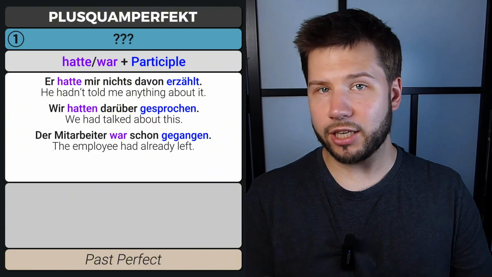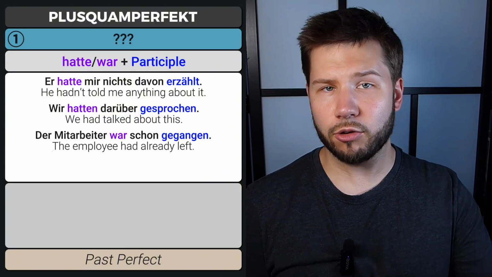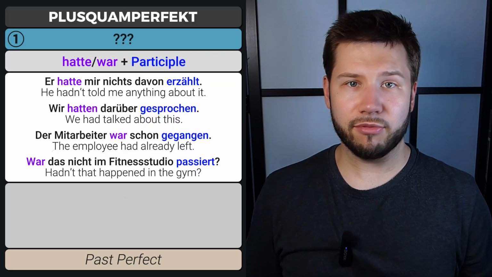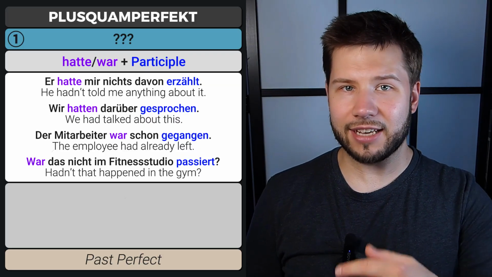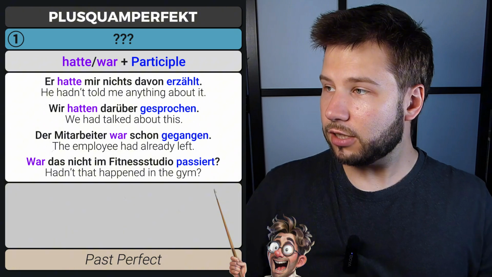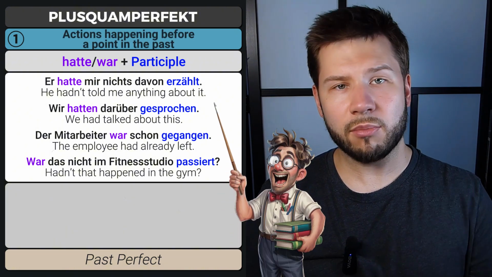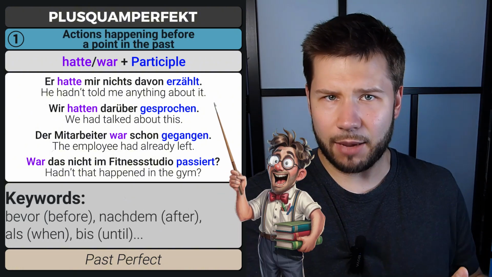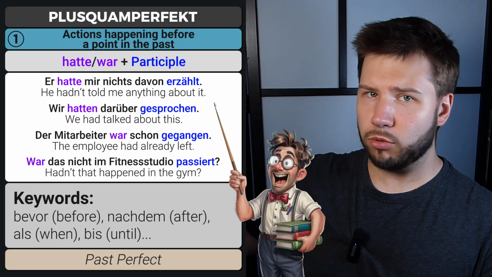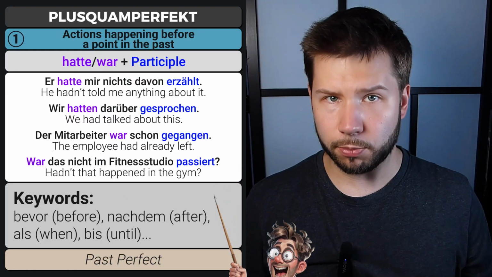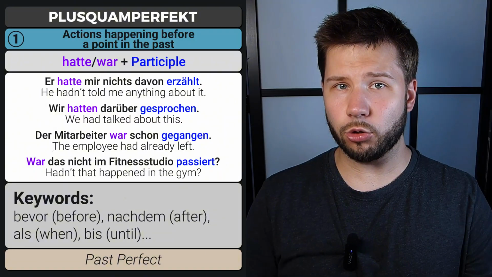Der Mitarbeiter war schon gegangen. The employee had already left. War das nicht im Fitnessstudio passiert? Hadn't that happened in the gym? Now, a good teacher will tell you that you have to use the Plusquamperfekt in sentences where something had happened before something else, and then you have to continue with the Präteritum, but I'm gonna be super honest here. We Germans don't really care.